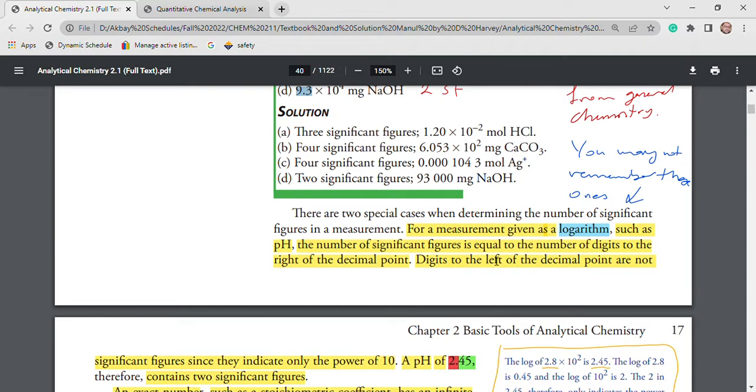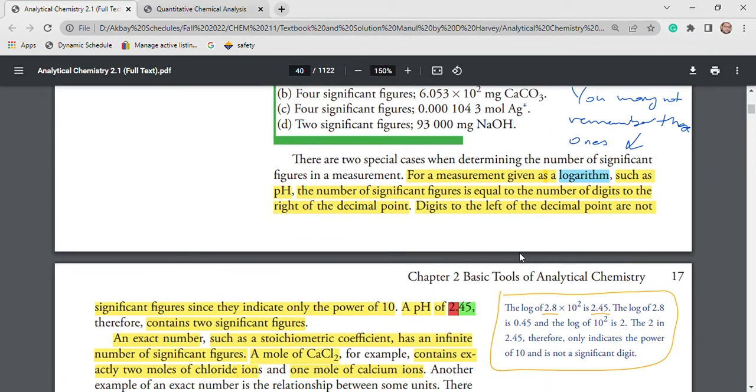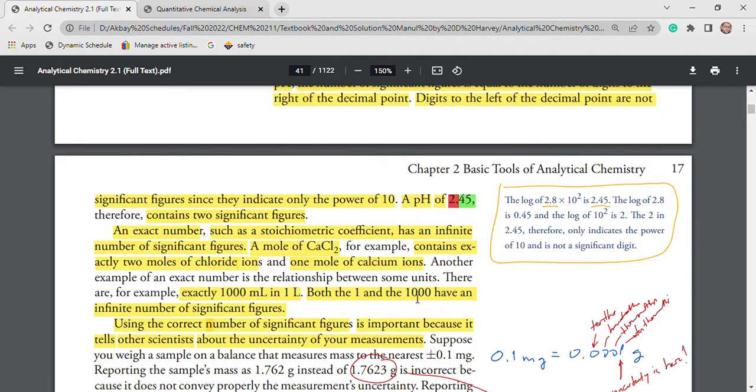When we have pH, which is the negative log of hydrogen ion concentration, the number of significant figures is equal to the number of digits to the right of the decimal point. So for example, for a pH of 2.45, the 2 is not significant, only 4 and 5 are significant, because that 2 indicates the power of 10 only. So it has 2 sig figs. And also we have exact numbers.